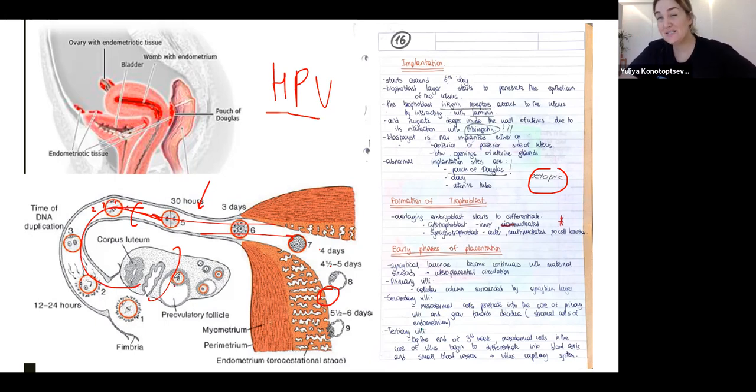And the least common is the pouch of Douglas. I can't tell you more, because I don't want to go into the whole anatomy of how. We will learn it next semester. For now, just know that the pouch of Douglas is the third place where ectopic pregnancy could happen. It is the space between the uterus and rectum. It's the deepest point in the female's body, so it can definitely be there.